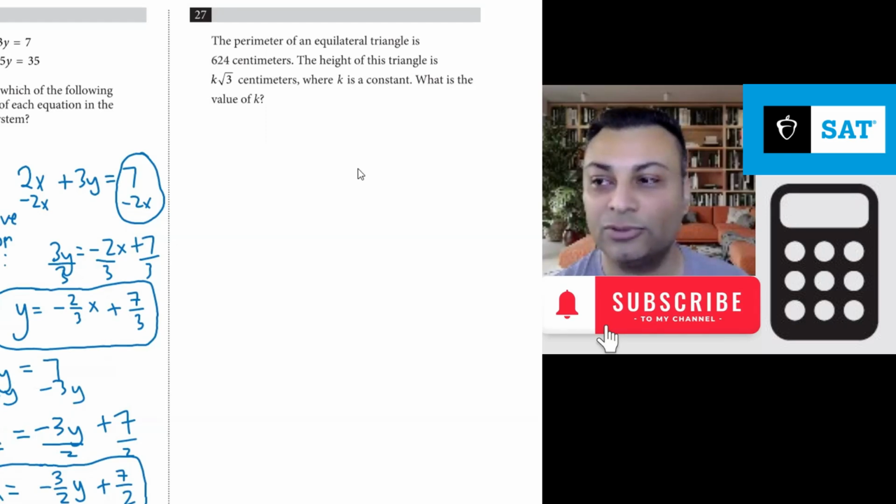The perimeter of an equilateral triangle is 624 centimeters. The height of this triangle is k root 3 centimeters, where k is a constant. What is the value of k?